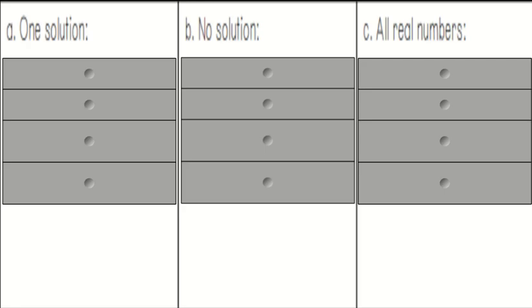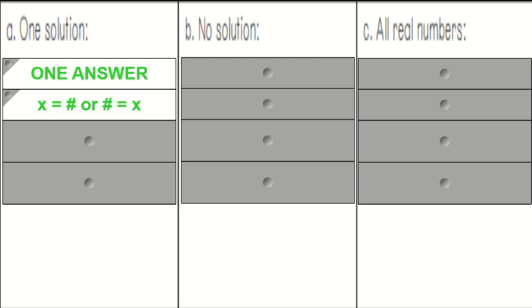All right, so if we have one solution, the way that looks, you're going to have one answer. And we'll have like 4 little things to put under each one of these. So we got one answer. It's going to be x equals a number, or whatever the variable is. It doesn't have to be x, I guess. Or number equals x.